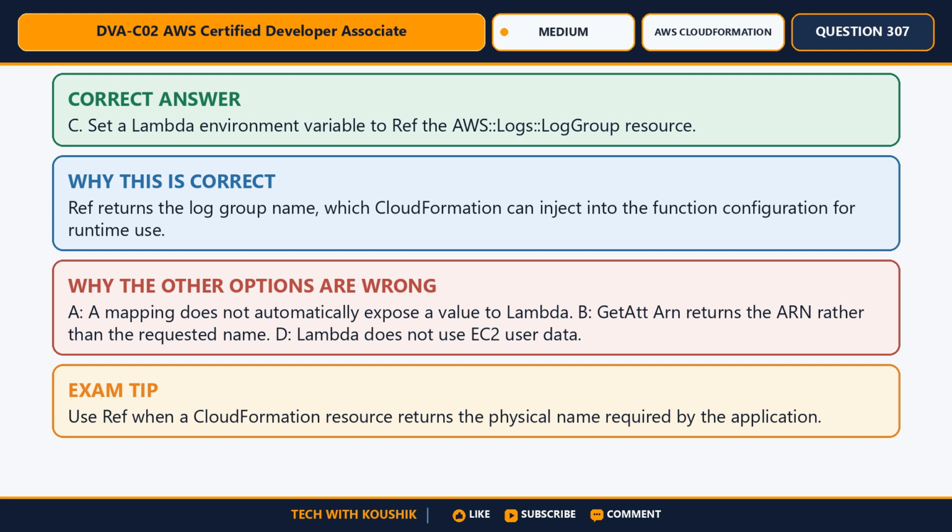Why are the other options not correct? A. A mapping does not automatically expose a value to Lambda. B. GetAtt returns the ARN rather than the requested name. D. Lambda does not use EC2 user data. Exam tip. Use Ref when a CloudFormation resource returns the physical name required by the application.